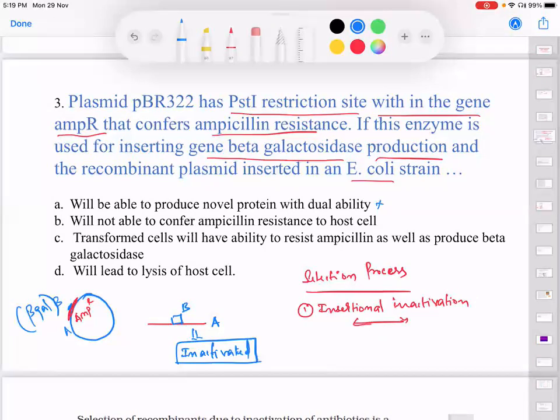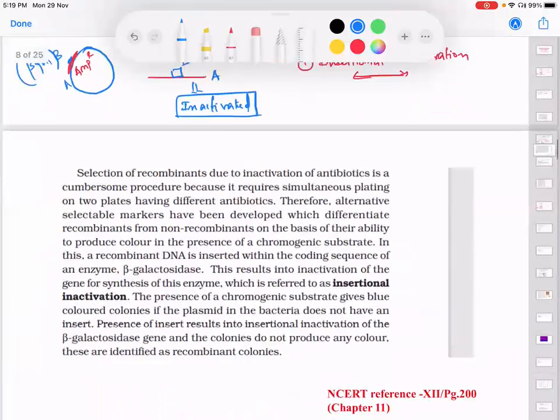Will be able to produce novel protein with dual ability. Right, so this doesn't fit the concept. Second, will not be able to confer ampicillin resistance to host cell. So I think this is sensible. It will not be able to confer ampicillin resistance to host cell due to the presence of galactosidase. And transformed cells will have ability to resist ampicillin as well as produce beta galactosidase. So it cannot happen. So beta galactosidase will be functional, but the ampicillin resistance cannot happen, and will lead to lysis of host cells, is also not a good option. So we can go for option B. Right, so again you could see this, insertional inactivation.